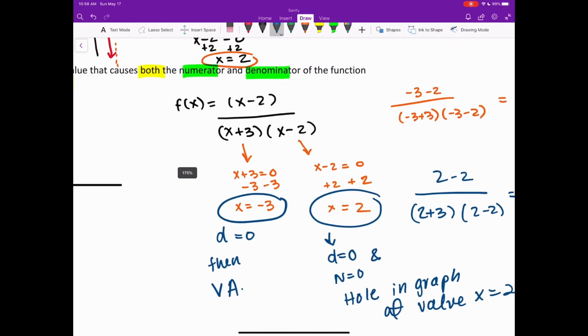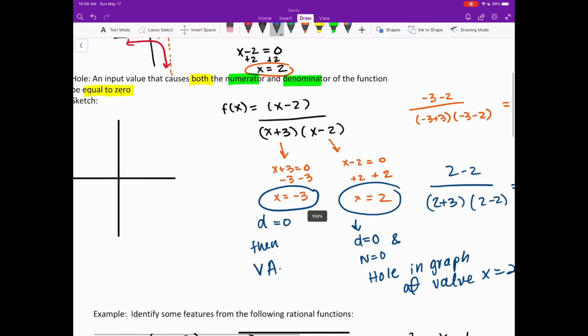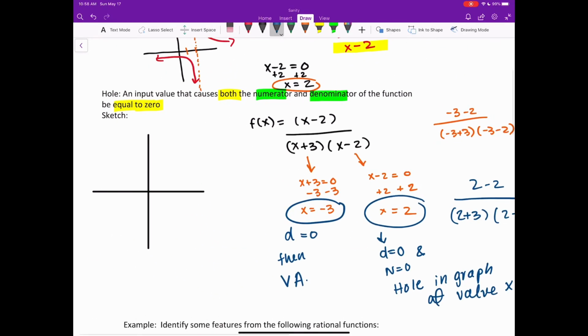So if I had to sketch this out, I'm going to show you this on Desmos here as well. If I had to sketch this out with the information that we just found, that means I'm going to have a vertical asymptote at x equals negative 3. So I'm going to come over here at x equals negative 3 and add a little dotted line, the vertical asymptote. And I'm also going to have a hole wherever the function has an input of 2, right?